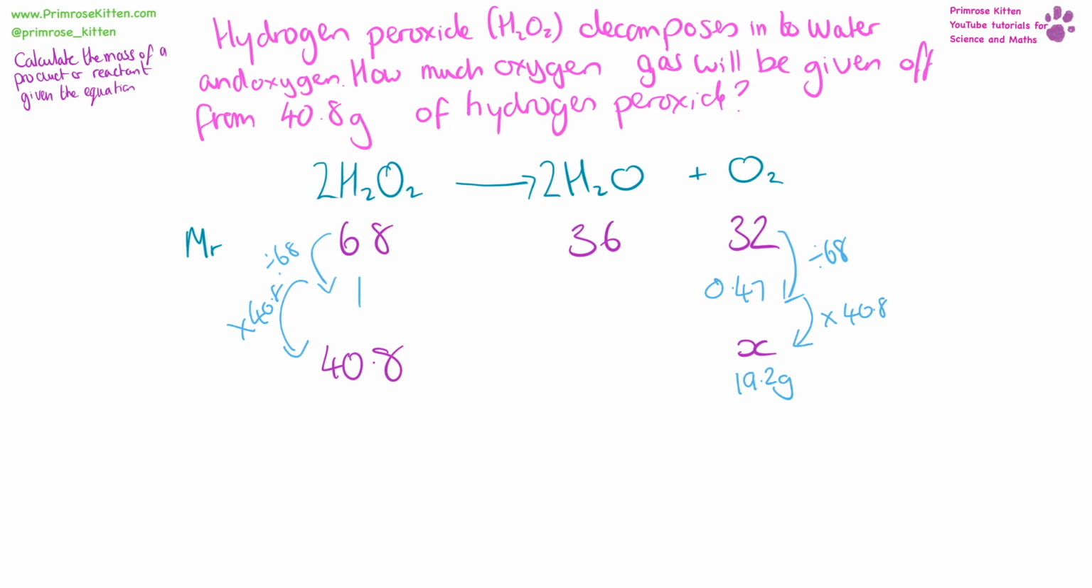If you had cleared your calculator and just done 0.47 times 40.8, you would have got an answer of 19.176, which is close but not the same answer. What you've introduced is a rounding error.